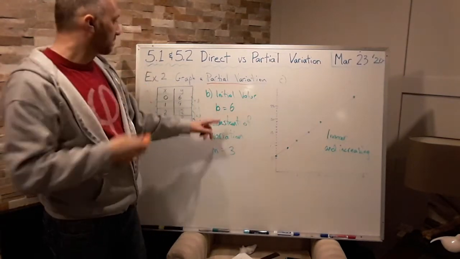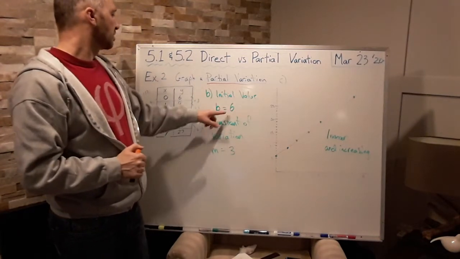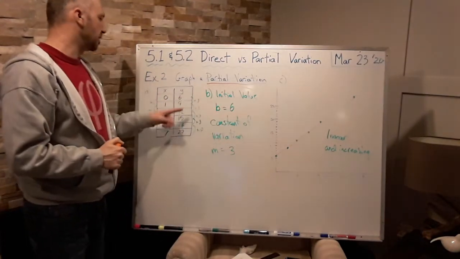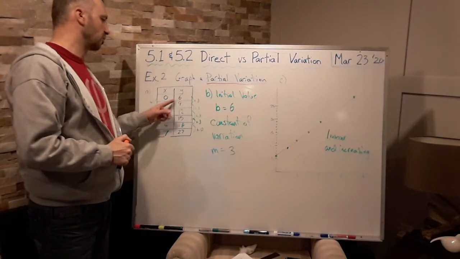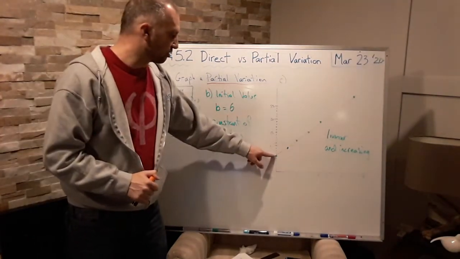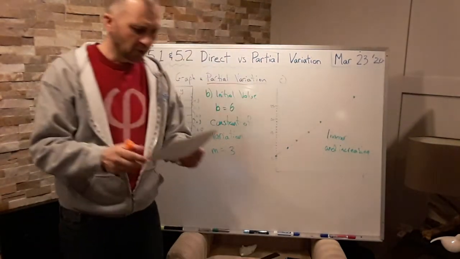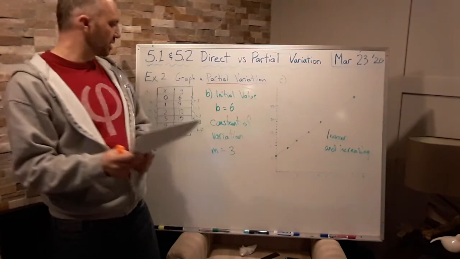But in this case, we have to do more than just multiply, because if you were just to multiply by 3, then you would get 0 goes with 0 and 1 goes with 3. That's not the way this one works. In fact, it starts with an initial value of 6. We have to add that on. Let me go back and see here. Oh, I missed part B.